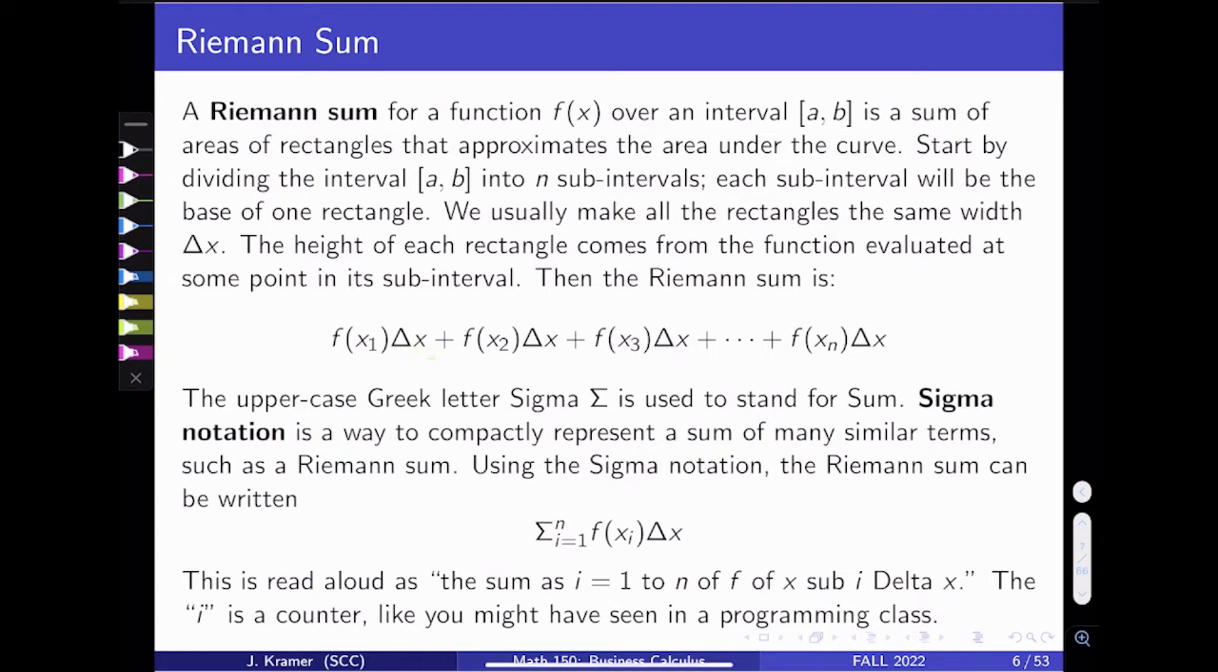The uppercase Greek letter sigma, which is represented by this symbol, is used to stand for sum. Sigma notation is a way to completely represent a sum of many similar terms, such as a Riemann sum. Using sigma notation, the Riemann sum can be written as the sum from i equals 1 to n of f of x sub i delta x. The i is a counter, like you might have seen in a programming class. So this would be the expanded form of the summation.